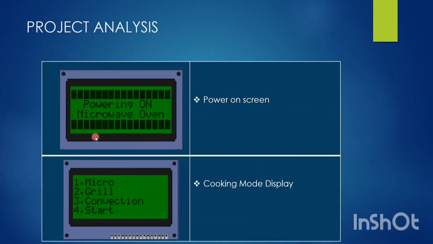First, after simulation of the project, the first screen will be a powering on microwave oven screen. This will be the first screen we are going to implement. Then the various cooking modes are displayed. It will be micro, grill, convection, and start. These are the cooking modes in this project.